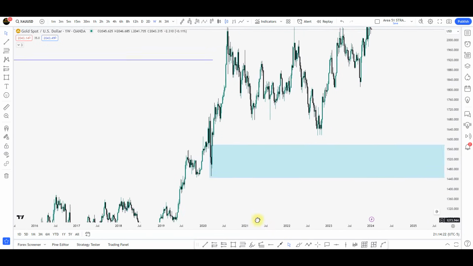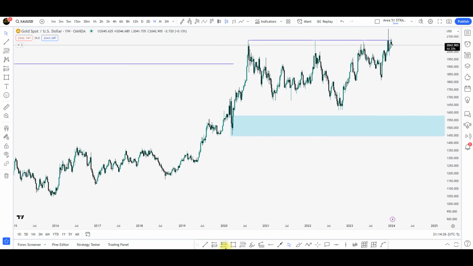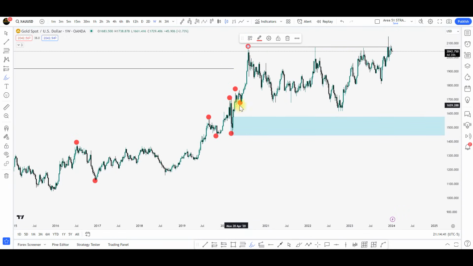On the weekly time frame, there are a few things over here. First of all, we have price clearing a high, higher low, higher high, higher low, higher high, higher low, higher high. And then we have a higher low, but not valid.